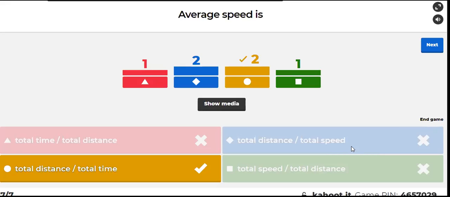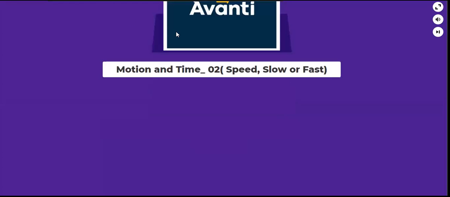So it is total distance by total time, right? Yes or no? It is total distance by total time. Yes, very good. Yellow one. Right? Total distance by total time. Very good. So Tuvishka would have been in the top 5 position.